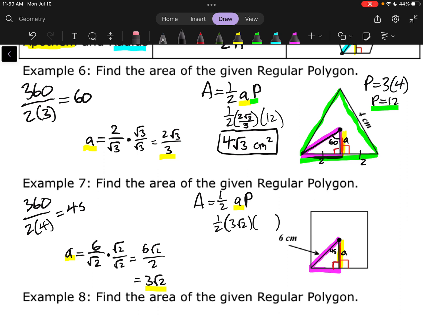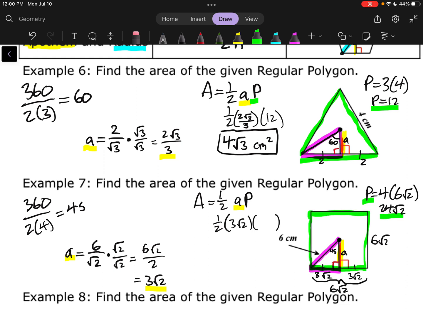But here's the deal. Remember, both legs of the 45, 45, 90 triangle are the same. So this little part is 3 root 2, which means that this little part is 3 root 2, which means that an entire side of my square is 6 root 2. So I can find my perimeter by doing 4 times 6 root 2, and that would be 24 root 2. So now we've got everything we need.